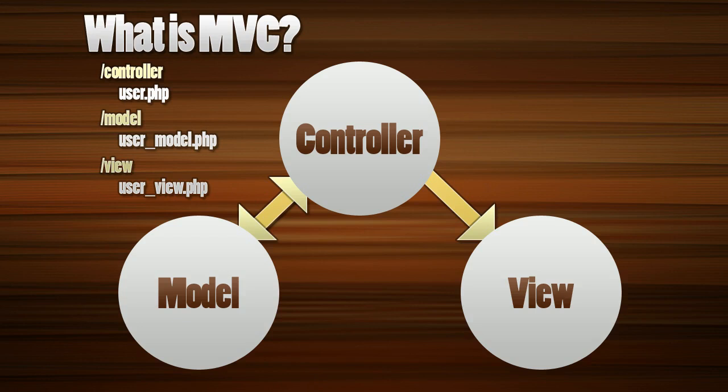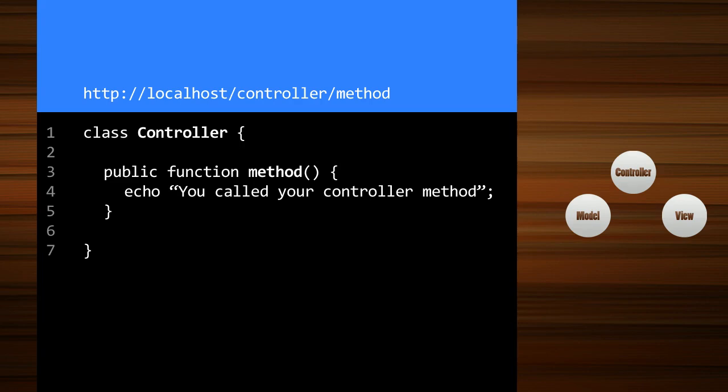I think it'll make a little more sense if I show you some actual code. So let's load that up. Right here what we have in the blue box is a URL working on a local host, and this is just the structure of it.